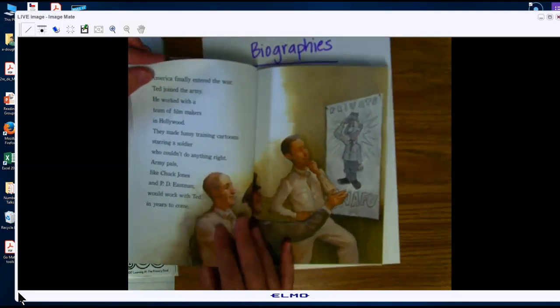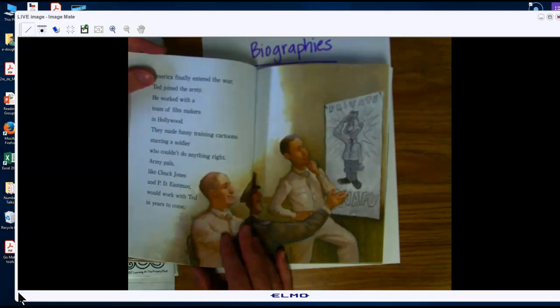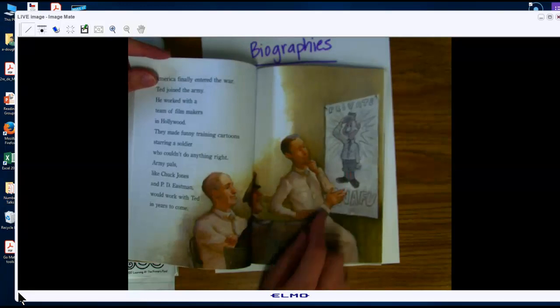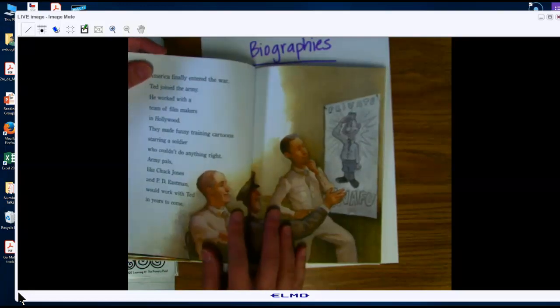America finally entered the war. Ted joined the Army because he really wanted to be part of the war. He worked with a team of filmmakers in Hollywood. They made funny training cartoons starring a soldier who couldn't do anything right. Army pals like Chuck Jones and Petey Eastman would work with Ted in years to come.